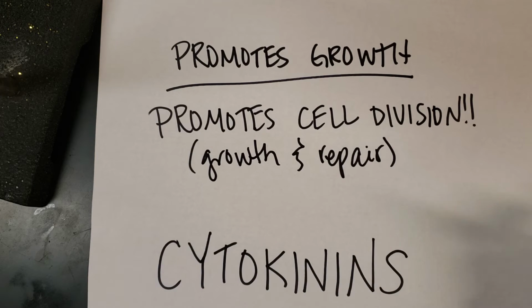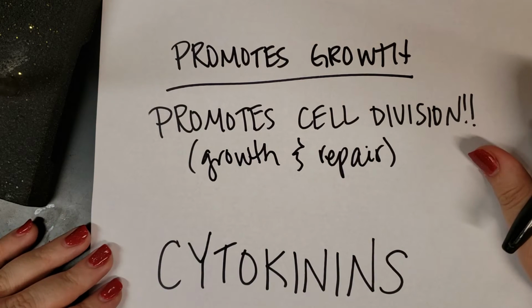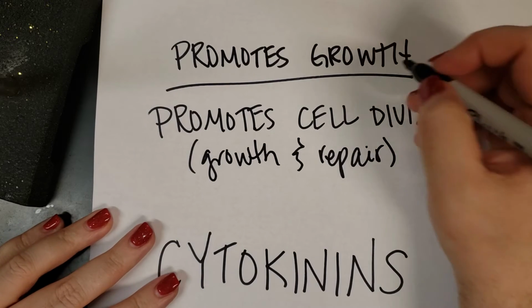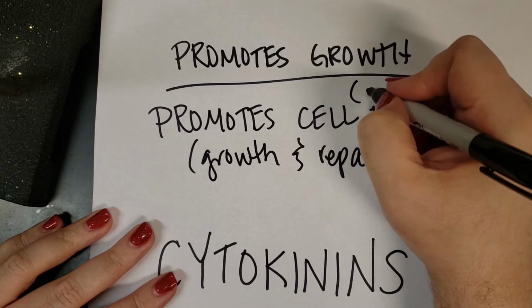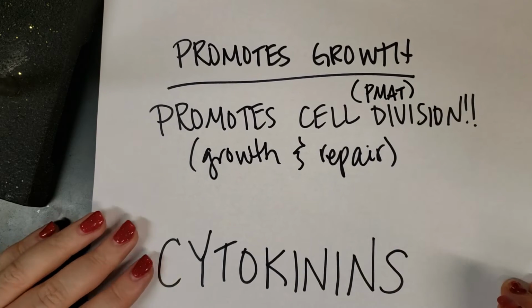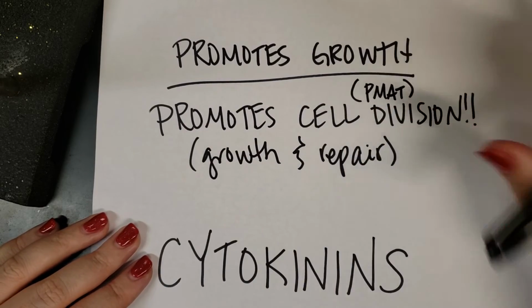This is what causes plants to grow taller, to grow leaves, to grow more leaves. The cytokinins are what are responsible for the cell division. Okay? And just as a reminder, we're going to say PMAT, just so you remember: prophase, metaphase, anaphase, telophase.